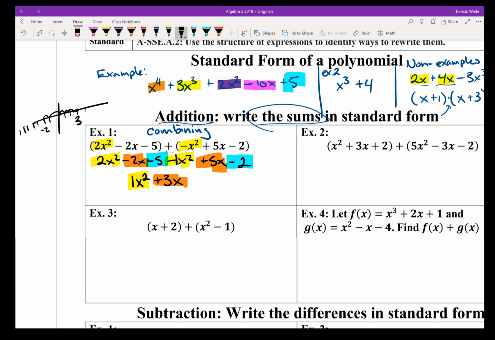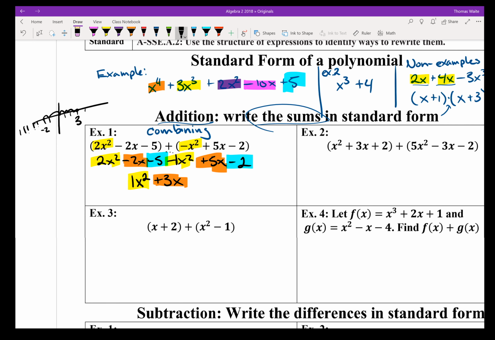Alright, so hopefully you've tried this one out. In number 2, I'm going to go back to my highlighting ahead of time. Actually, first I'm just going to rewrite it without the parentheses because we don't need them. x squareds plus 3x plus 2 plus 5x squareds minus 3x minus 2. Now I'm going to highlight my like terms. My squareds in yellow, my x's in orange, and my constants in blue.